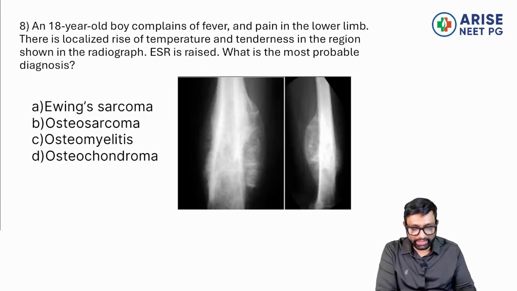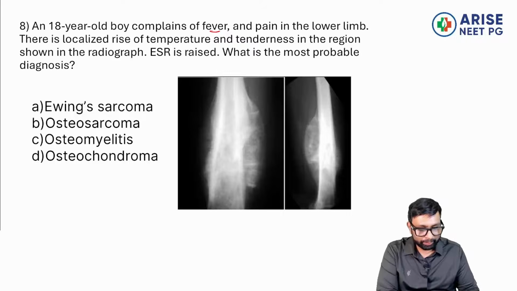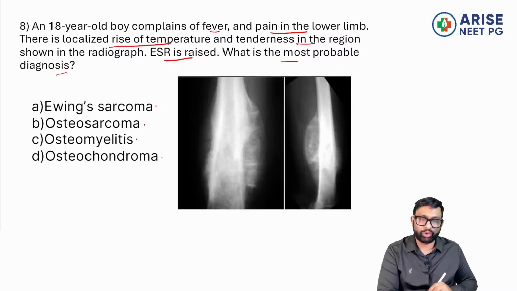An 18-year-old complains of fever, pain in the lower limb, localized rise of temperature and tenderness in the region shown in the radiograph. ESR is raised. What is the most probable diagnosis? Is it Ewing sarcoma, osteosarcoma, osteomyelitis, or osteochondroma?